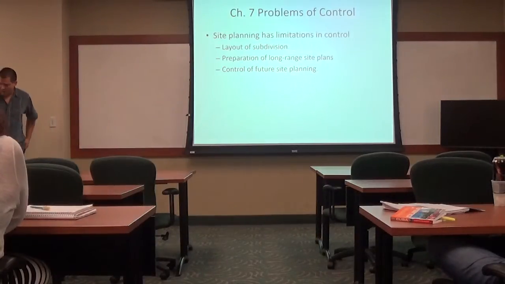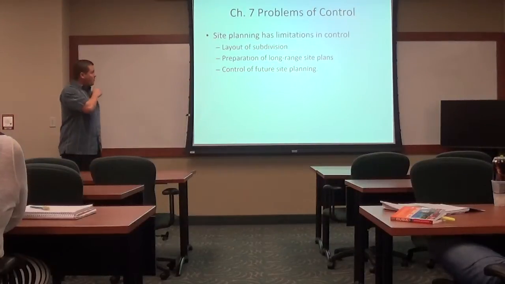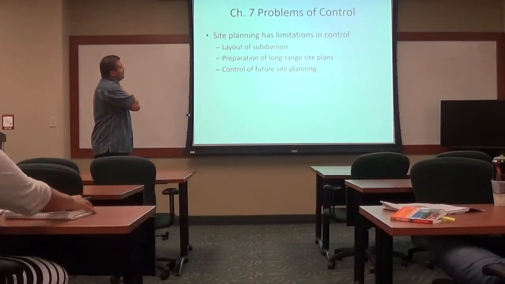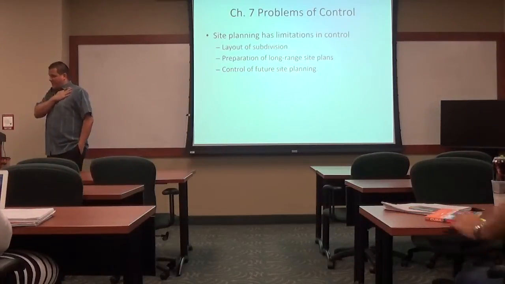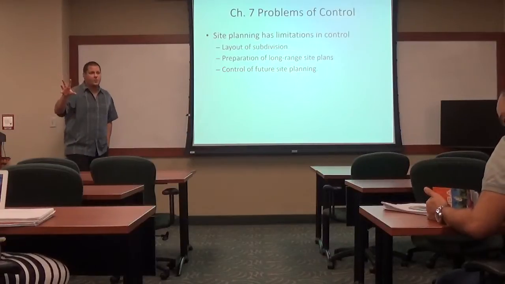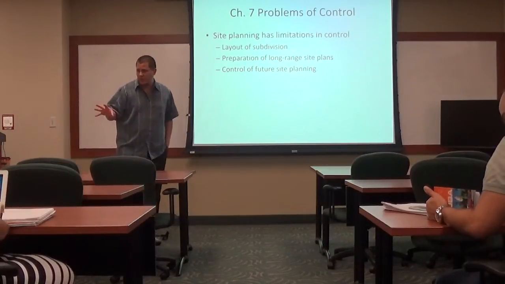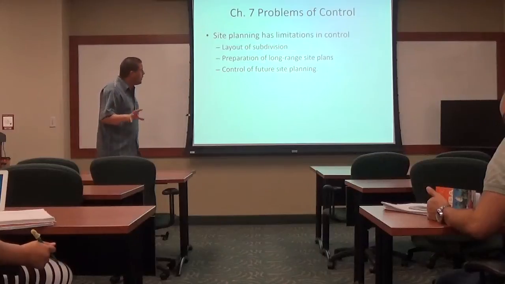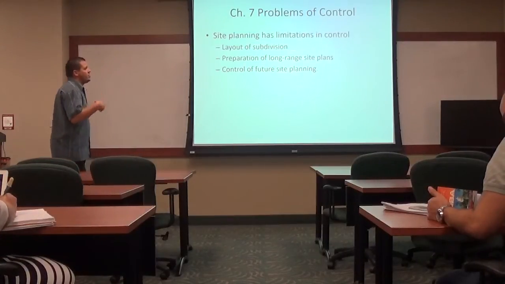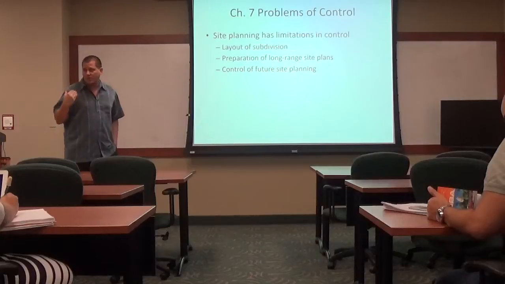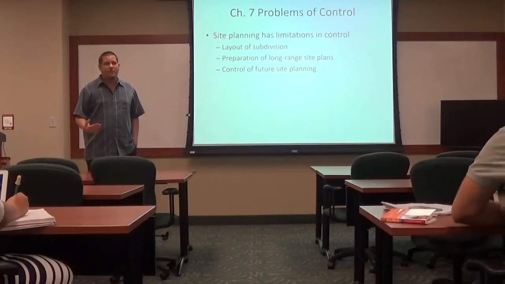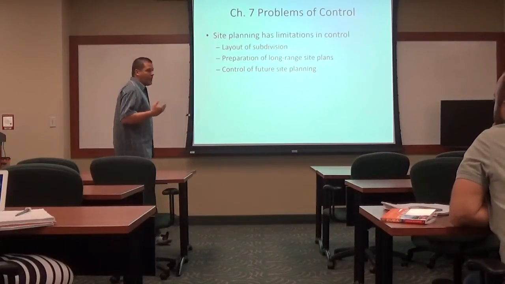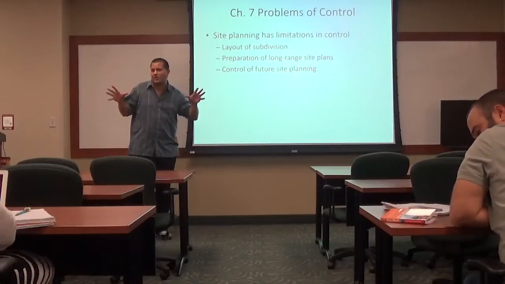All right, let's talk about problems of control, particularly now focusing on chapter number 7. And chapter number 7 is the large headlines basically saying, okay, we need to deal with subdivisions. Subdivision is a process, a legal process from the planning law, and the site planning has limitations in control. One of the limitations we always face is its boundary. How are we going to develop a specific site or parcel? Well, we're going to take a look at what are, first of all, the boundaries. What is the extent of it?